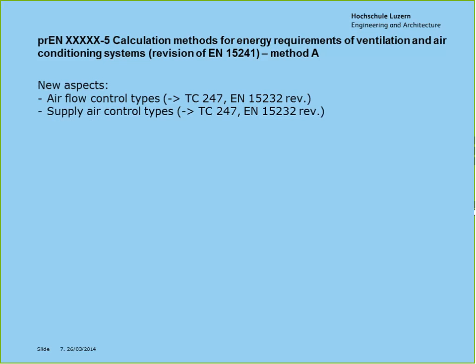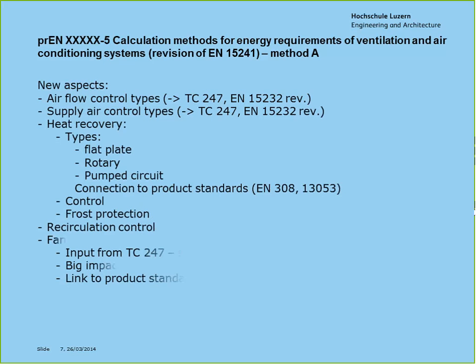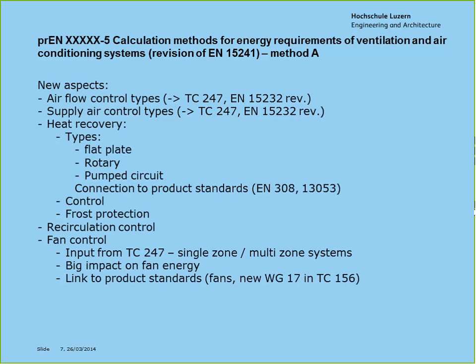Same is true for supply air controls. I mean, the properties of the supply air, the heat recovery types, we have different types covered, which have also auxiliary energy associated. And again, control is an issue. Frost protection needs control. We have some recirculation, maybe, which we have to control, and there is a new procedure also provided by TC 247 about the fan control, which is again a different thing, especially for multi-zone systems.